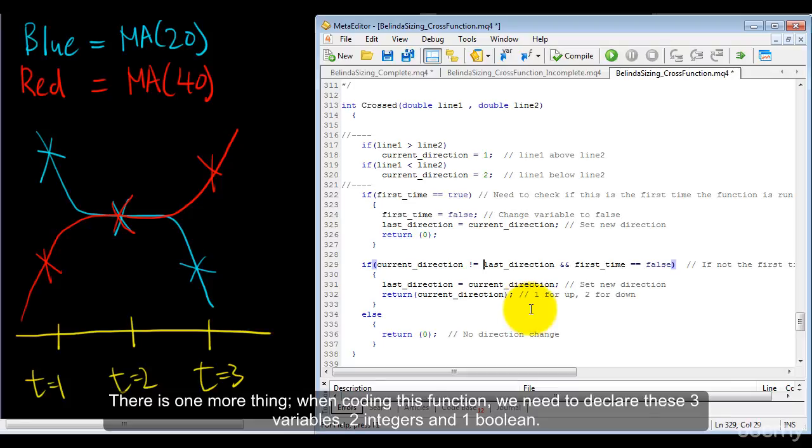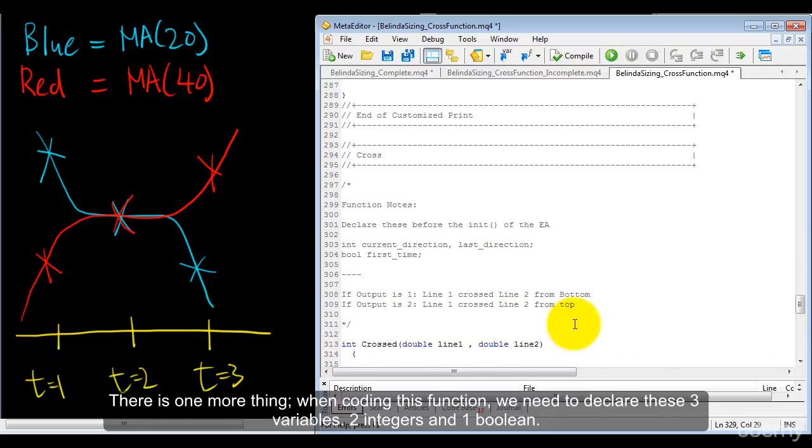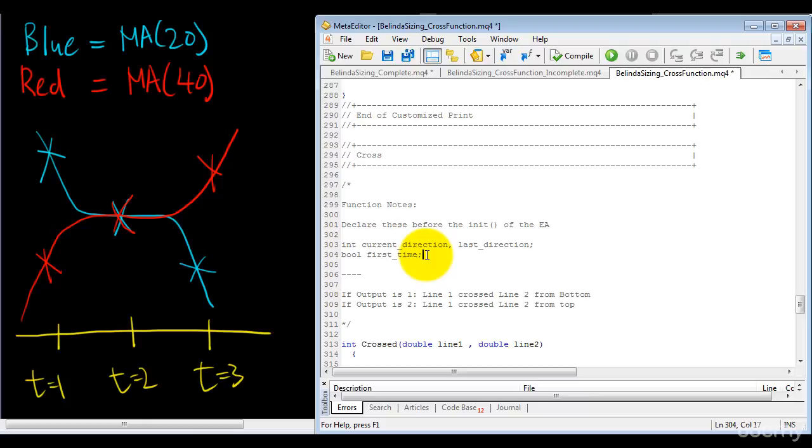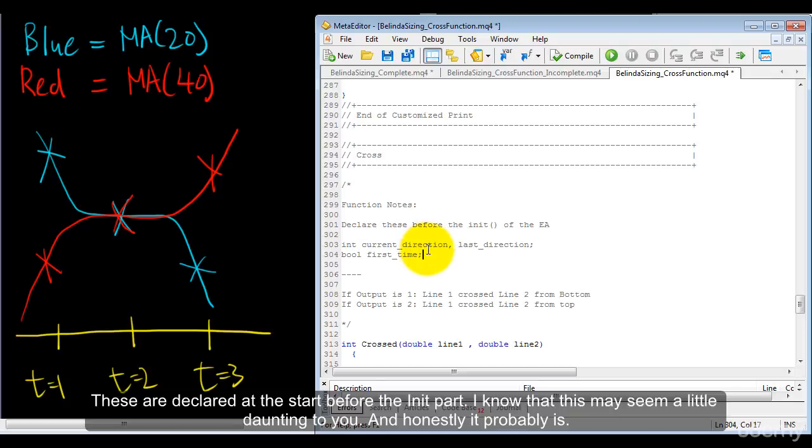Okay, there's also one more thing I want to bring across. When coding this function, we need to declare these 3 variables: 2 integers, which are current direction and last direction, and the variable first time, which is the boolean. These are declared at the start, before the init part.